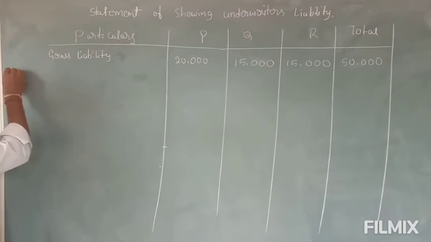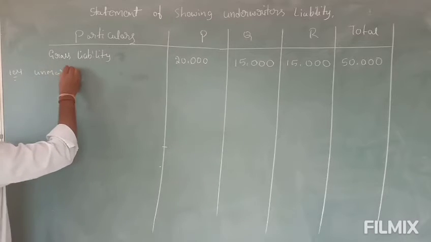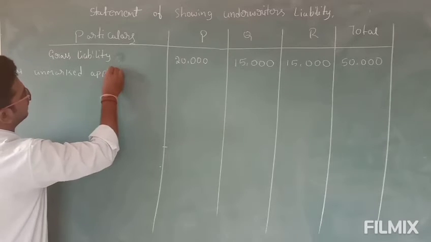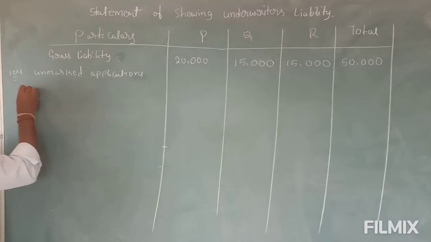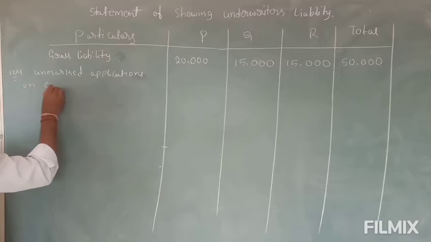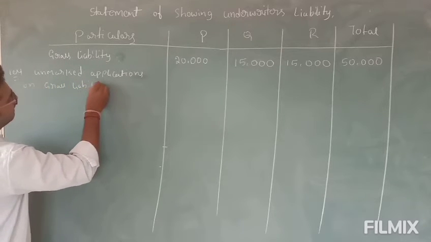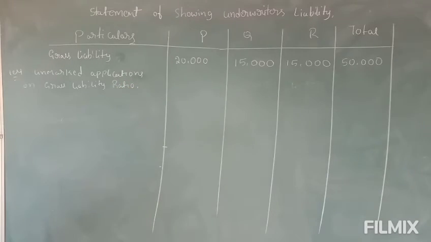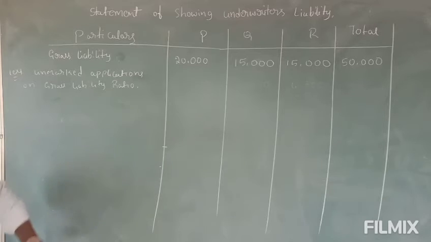So less unmarked applications on gross liability ratio. So let's distribute unmarked applications in the ratio of gross liability ratio. We have already found out the gross liability ratio.